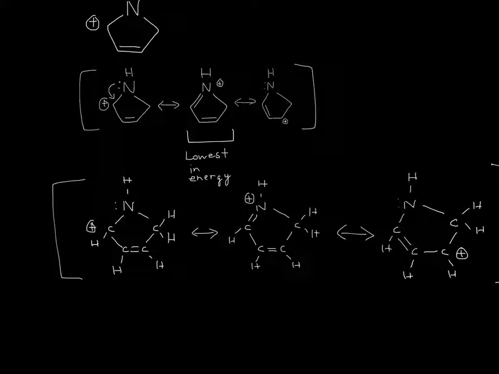So the main thing to take away from this video is that octets beat a plus charge or charges, meaning even though the plus charge is on a less electronegative atom, all of these have full octets. As you can see, this one's the lowest in energy, but everything has full octets. That's why this is the best structure.